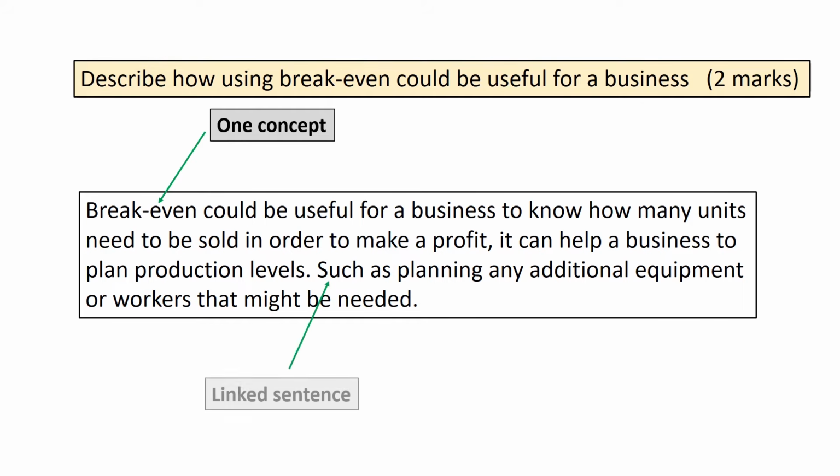Now we're going to add a linked sentence, such as planning any additional equipment or workers that might be needed. So that is our linked sentence. If we did not include that, then we may get 1 mark. So we need to ensure it's developed enough, or we have a linked sentence. We're not bringing in an additional concept. We are developing our initial concept.